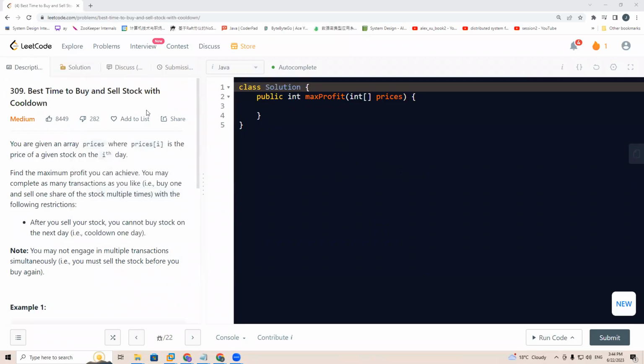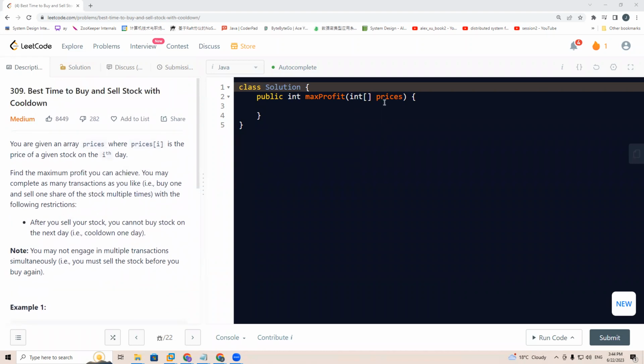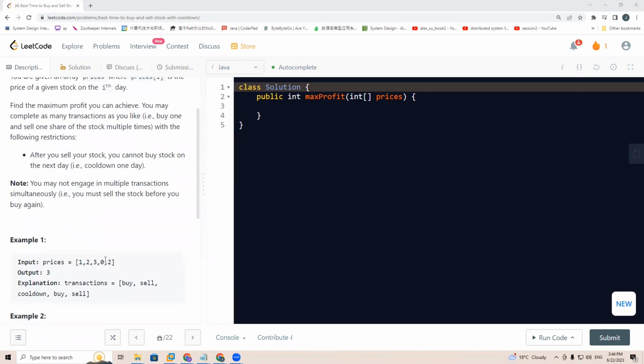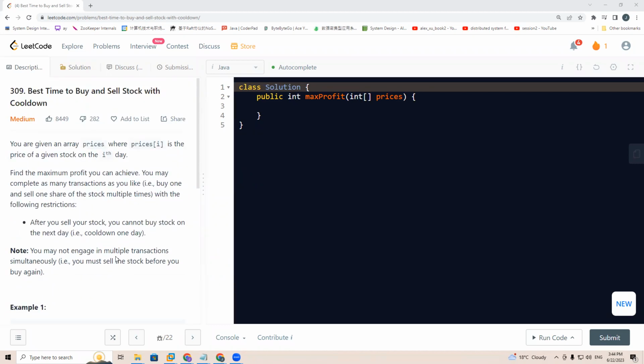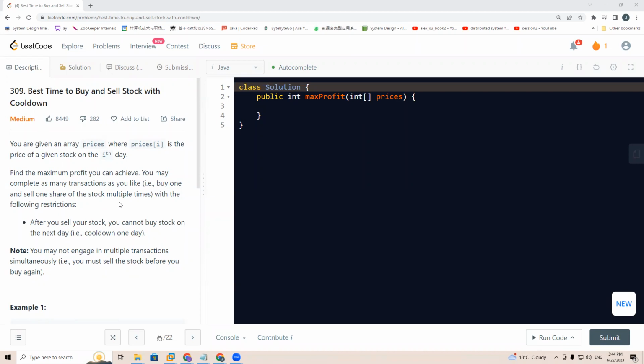Let's go to LeetCode 309. It's Best Time to Buy and Sell Stock with Cooldown. For this question, it gives us an integer array representing the stock prices on day i. We can buy and sell stock as many times as we can. But since there is a cooldown day, that means if we sell a stock, we need to wait one more day to buy.